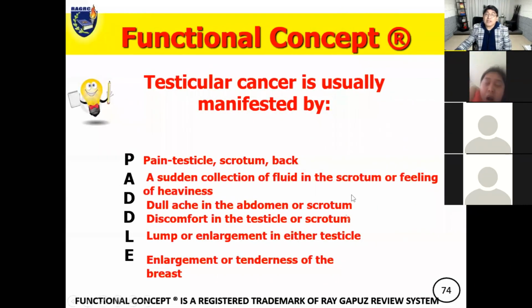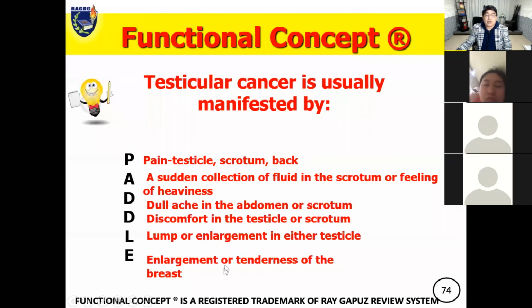Okay, now what are the manifestations? You have the cold paddle, pain in the testicle, scrotum, or back, a sudden collection of fluid in the scrotum or hydrocele. Okay, you have to assess that. You can use a flashlight to do so. Dull ache in the abdomen or scrotum. Discomfort in the testicle or scrotum, lump or enlargement in either testicle, and enlargement or tenderness of the breast.